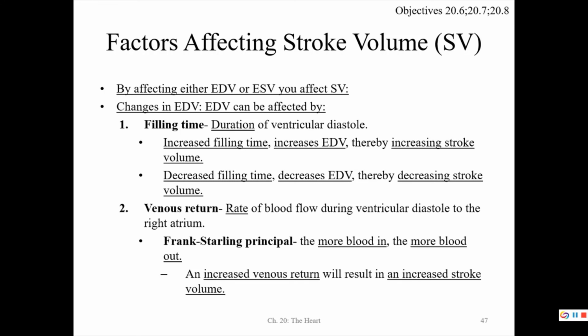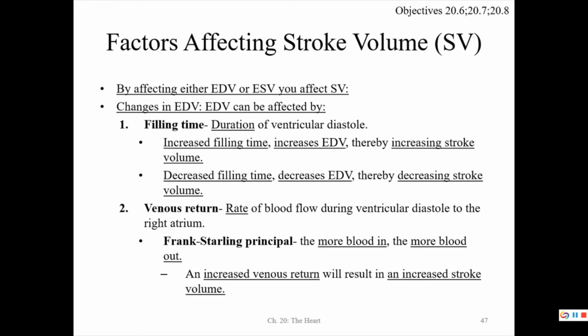Now, if I decrease filling time, if I take the bucket out from under the faucet before I had time to fill up, EDV goes down. I decrease the EDV. If I decrease EDV, I must also decrease stroke volume because EDV and stroke volume go in the same directions.